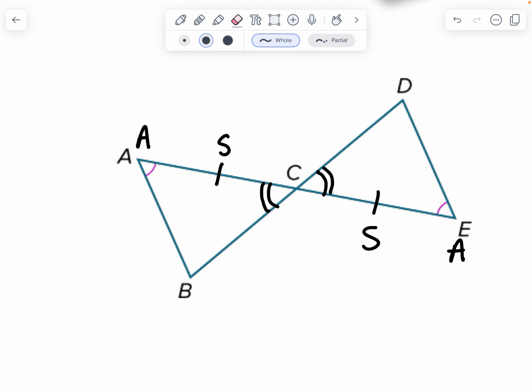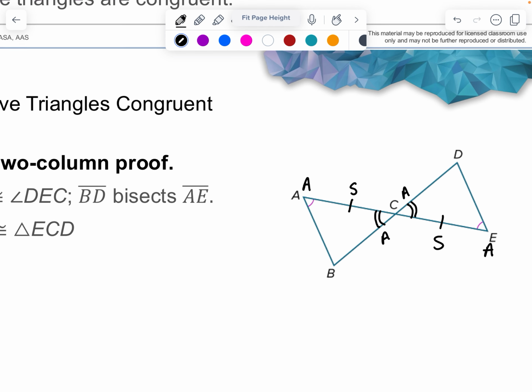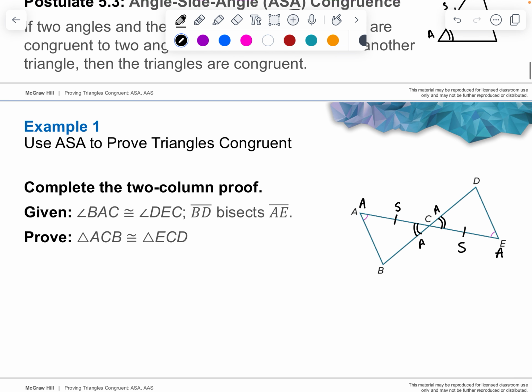I'm going to go ahead and get rid of that. Now we have our last set of angles. I'm going to mark it right here. So now we've got angle, side, angle. Notice I have not started my proof. I've not started to write it out at all. I only looked at the diagram and my given information and I found how the two triangles are congruent. And now I have proven that triangle ACB is congruent to triangle ECD by angle, side, angle, okay?